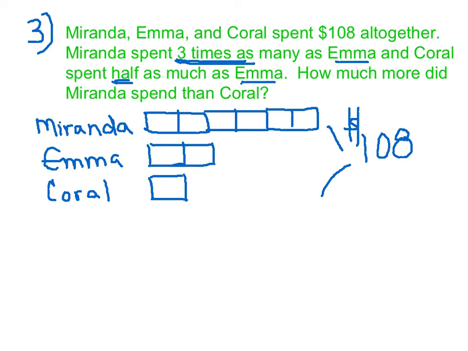Now I know that might be a little confusing because I put the line separating Miranda's box. But if you look carefully, you'll see that this is 1 of Emma's. This is 2 times as many, and then this is 3 times as many. It's just that Emma has 2 times as many as Coral. Okay, let's go back to the situation and see if we can solve it.